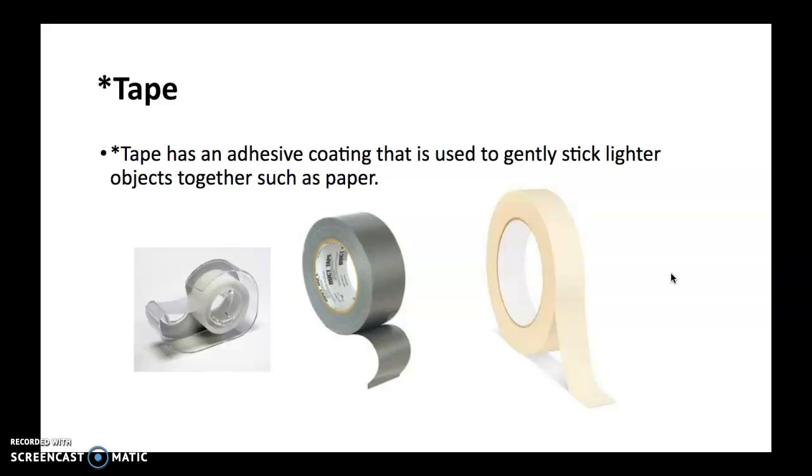All right, tape. Hopefully nobody has to write this one down. Tape has an adhesive coating, usually just on one side, and it's used to stick light objects together. So you would never, as you guys know, you would never use this for something heavy like pieces of wood or anything like that. But paper, it's very useful for. And then there are obviously different types of tape. So this would be the weakest, and duct tape is pretty strong.